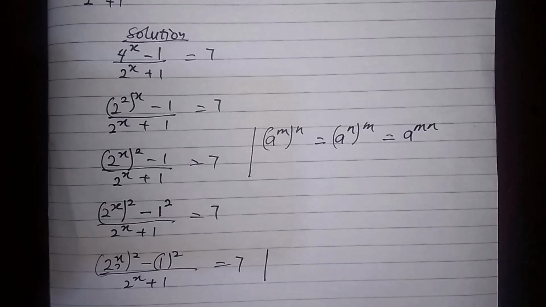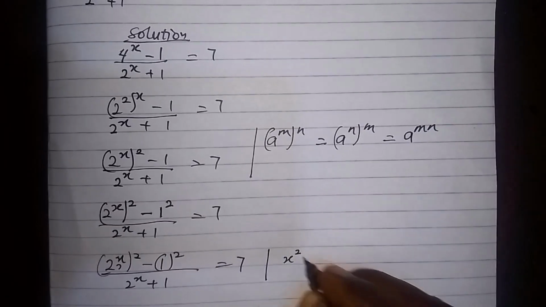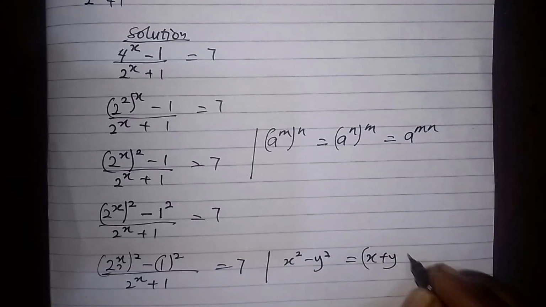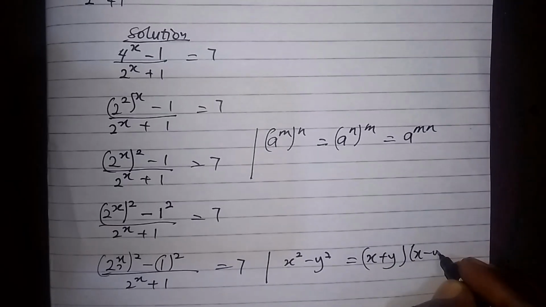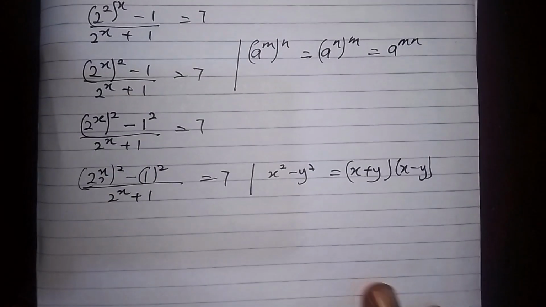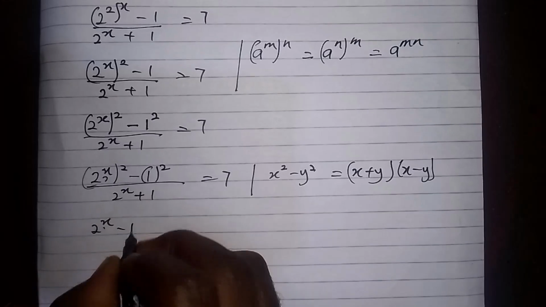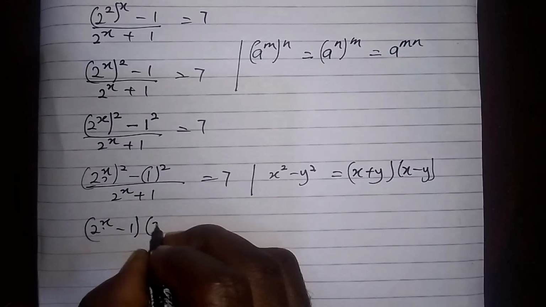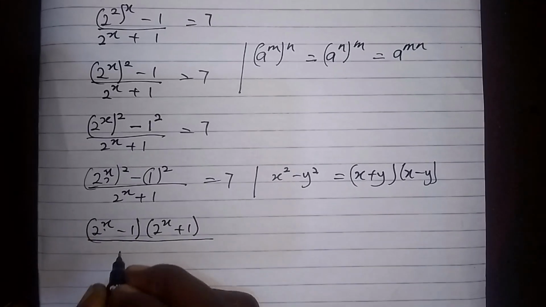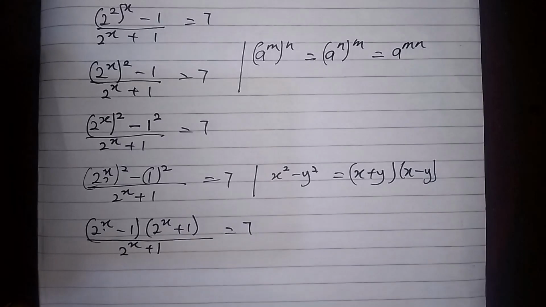We are going to rewrite this as difference of 2 squares, where if I have x squared minus y squared, it can be written as x plus y, x minus y. We are going to apply this knowledge over here. So from here, I have 2 to the power x minus 1, 2 to the power x plus 1, all over 2 to the power x plus 1 equals 7.